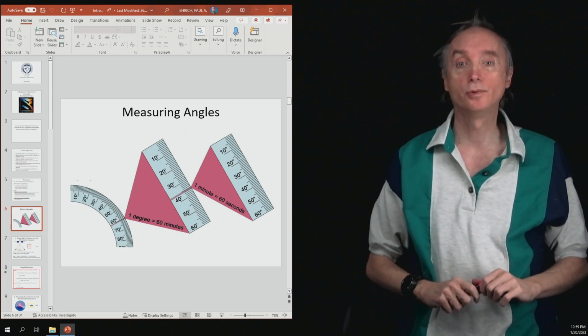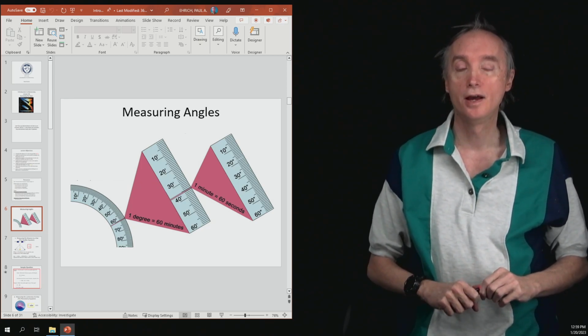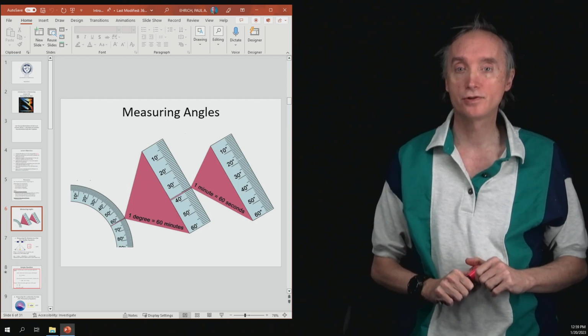Okay, we're going to take a break, and when we come back, we're going to learn how astronomers measure angles.